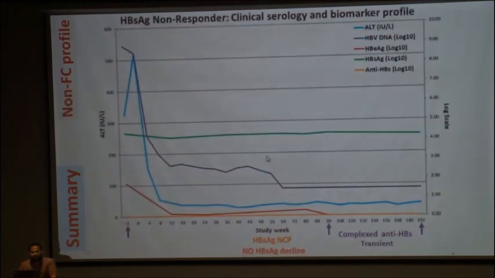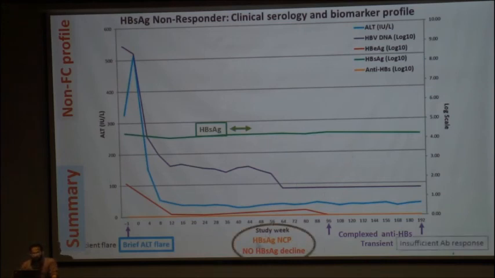But in those patients who do not respond or do not develop functional cure, the initial ALT flare is a brief and inefficient one, and the HBsAg levels do not go down; the quantitative HBsAg will remain the same, along with the non-clearance profile and no HBsAg decline we discussed. The anti-HBs and HBsAg immune complexes appear here and there as purple lines, but they are transient. This suggests an insufficient or inefficient antibody response to HBsAg in those who do not achieve functional cure, in HBeAg positive patients on NUCs.